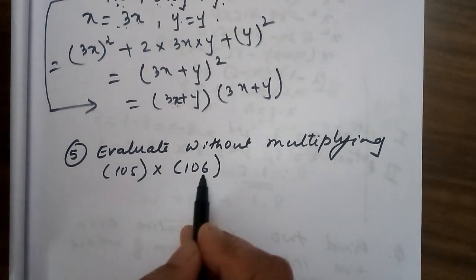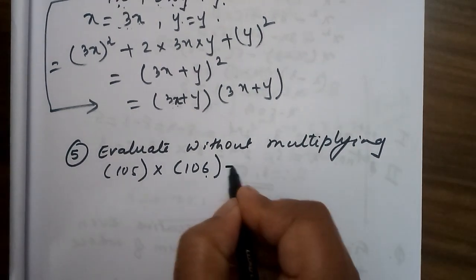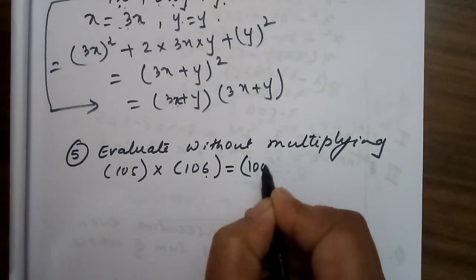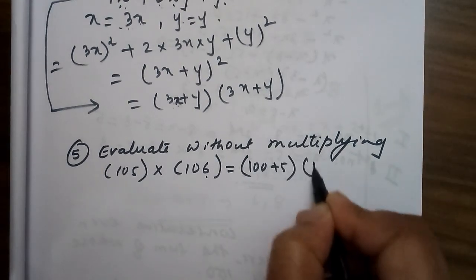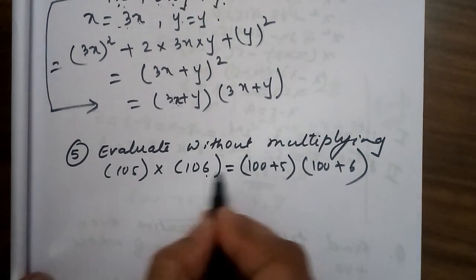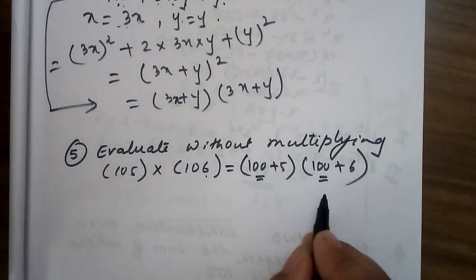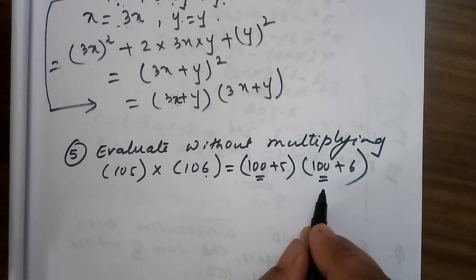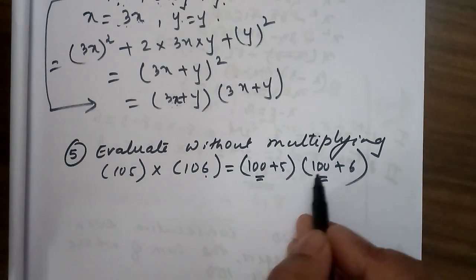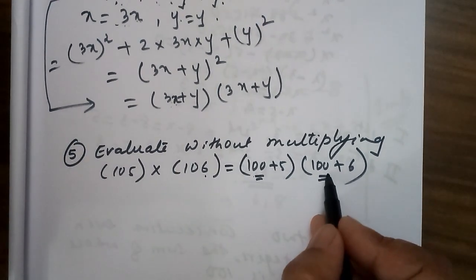I've been given 2 numbers over here. So now I'm going to use an identity, but before that I rewrite this as 100 plus 5 and 100 plus 6. Always remember that when you solve these kind of questions, your first term in both the brackets has to be same. I cannot take 100 over here and 90 over here. If I'm taking 100 over here, I have to take 100 over here also.